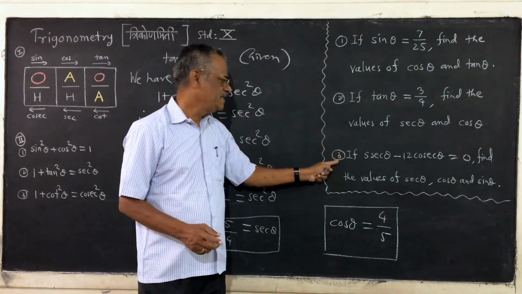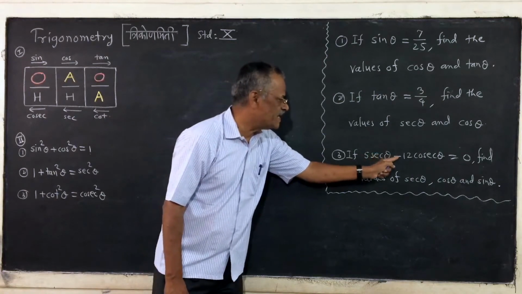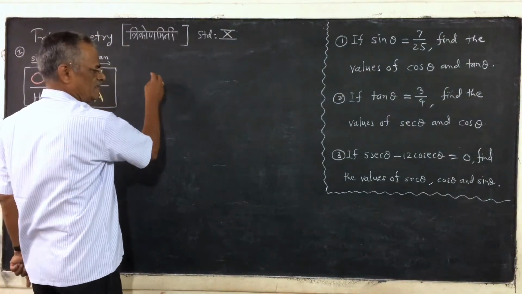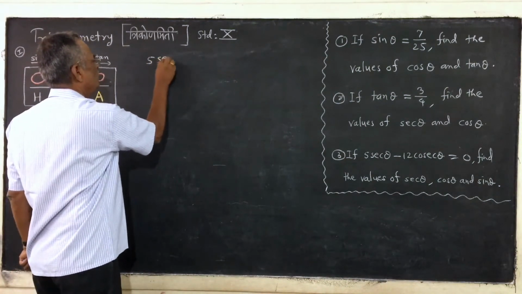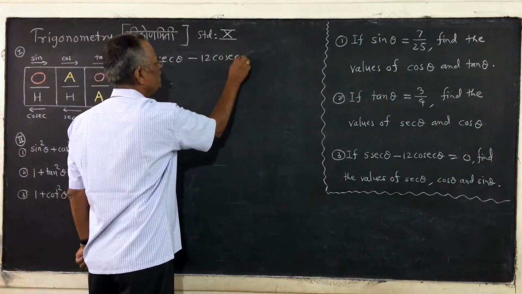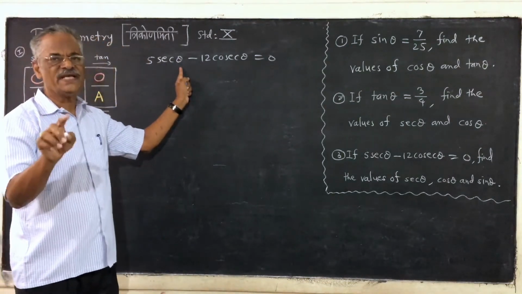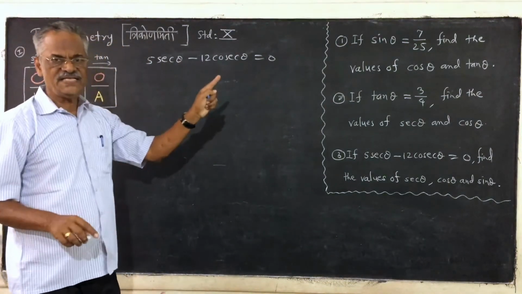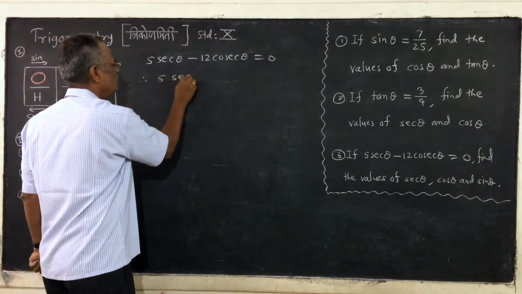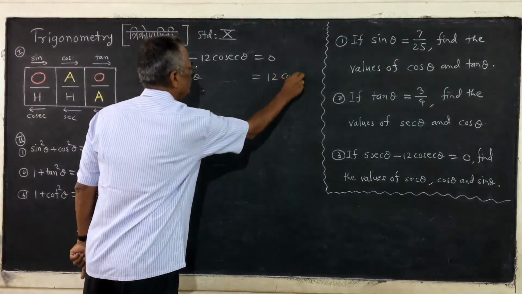After that, we can solve the third example. Third example: 5 sec theta minus 12 cosec theta is equal to 0. That is given. So a very interesting and important example. There is a relation between two ratios. Now you can see that 5 sec theta is equal to 12 cosec theta.